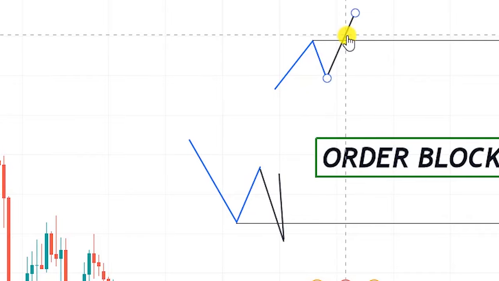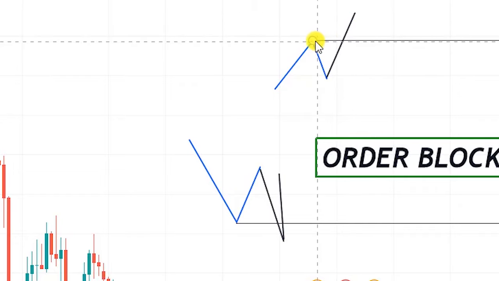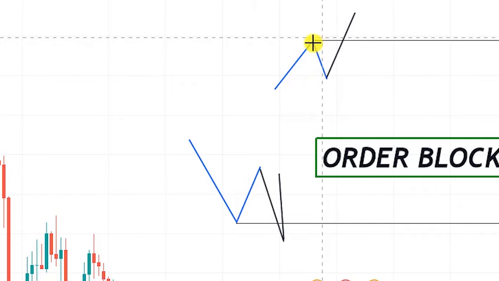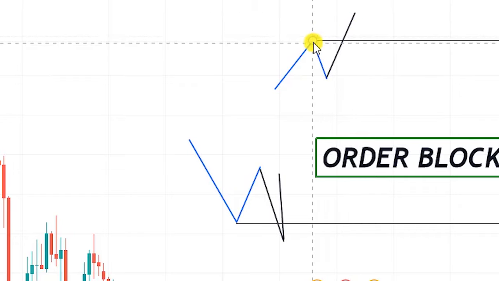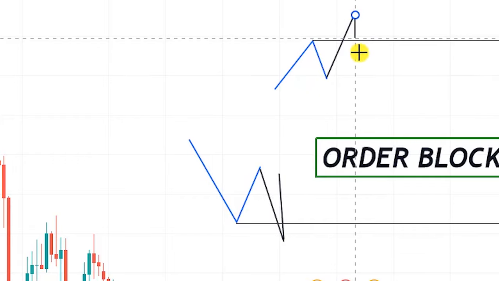Then also those breakout traders that are buying whenever price breaks a high or a structural high, which is this high now, they will collect the stop loss by doing what now? By selling the market.